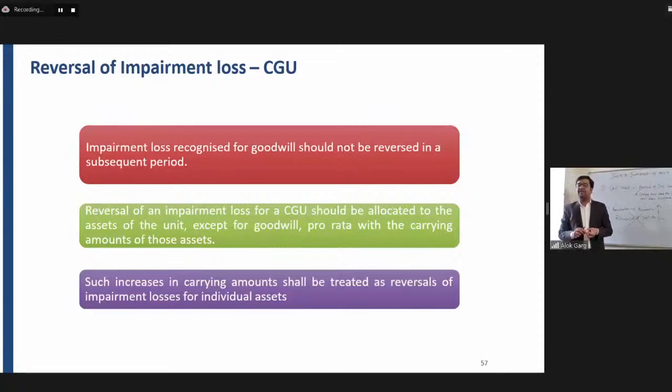And what is the treatment? If the company has opted for the cost model, then you cannot go beyond the lower of the carrying value had the impairment loss never occurred, and the recoverable value on that date. If the company has opted for the revaluation model, then it can go beyond that also.